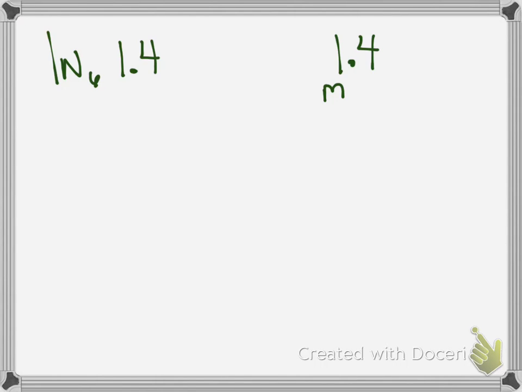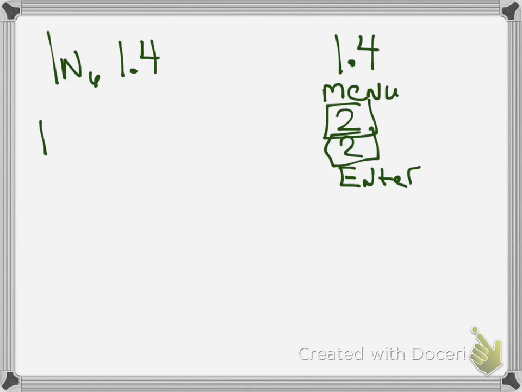It's too hard? Well, here's the thing. You can type 1.4 in a calculator, press menu, and then press 22, and then press enter. And it will actually change the decimal to a fraction for you, and then you would realize it's 7/5. So that might be something you want to remember, how to change a decimal to a fraction. It might help.